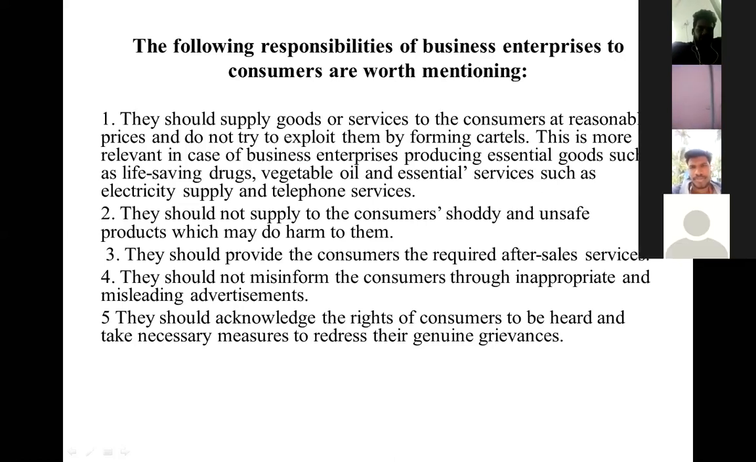So the next point is the consumer should get a safer product.